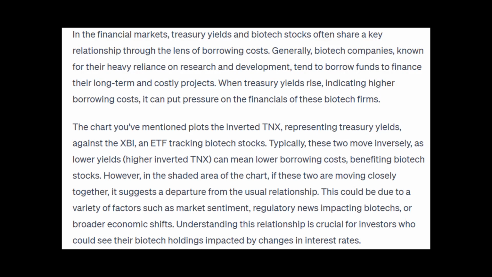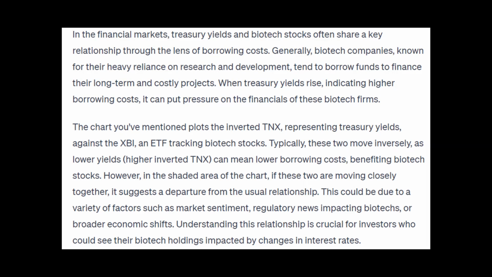This all could be due to a variety of factors such as market sentiment, regulatory news impacting biotechs, or broader economic shifts. Understanding this relationship is crucial for investors who could see their biotech holdings impacted by changes in interest rates. So when we look back on 2022, and we go from basically a zero interest rate policy, the ZIRP, to the most rapid acceleration of the Fed funds rate in history so far, we can understand now why biotech was so negatively impacted.